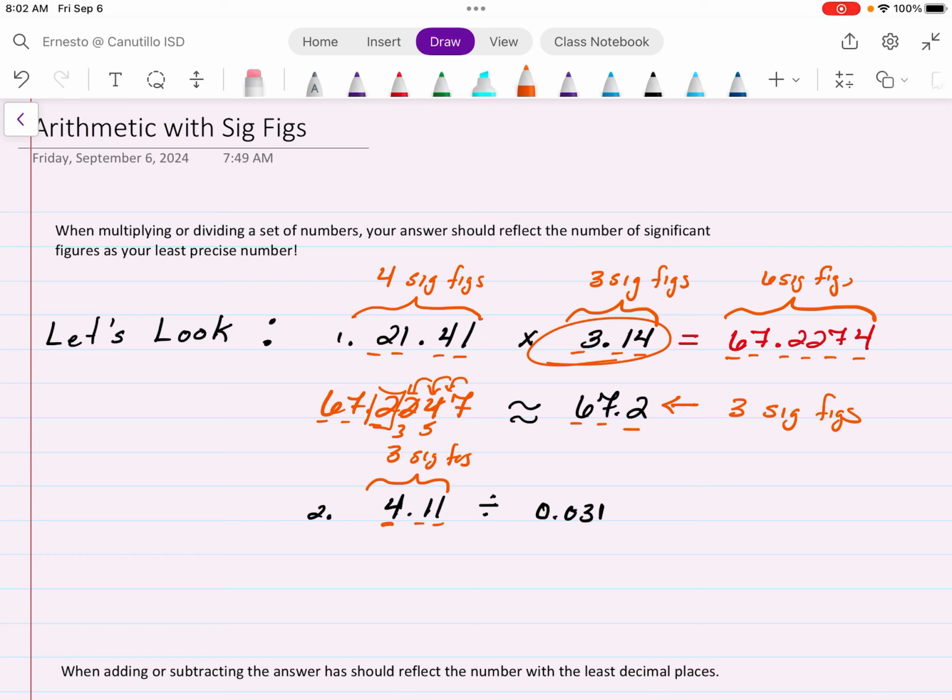Remember that leading zeros are not significant. They're placeholders, so these are not going to be significant. And these 2 non-zeros are going to be significant. So this number has only 2 sig figs.